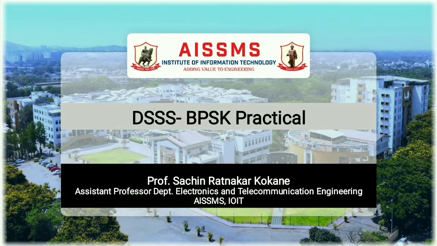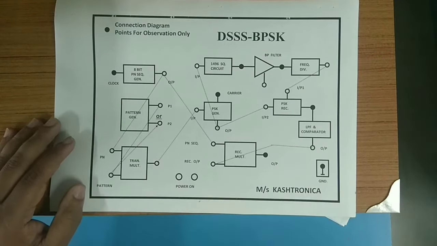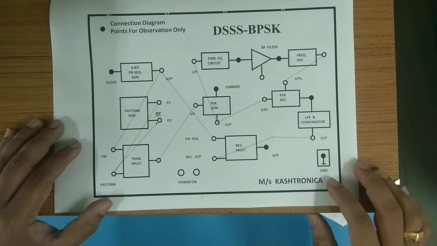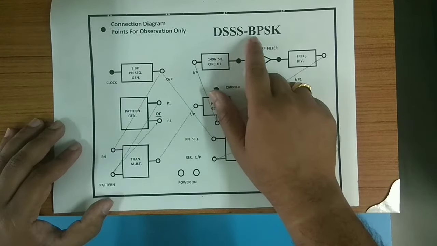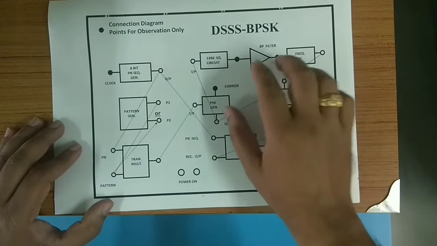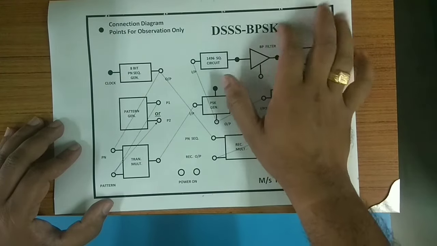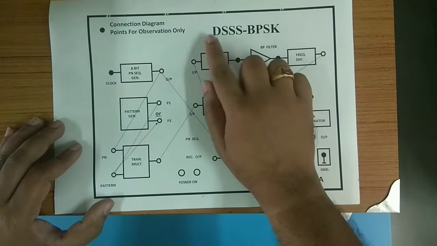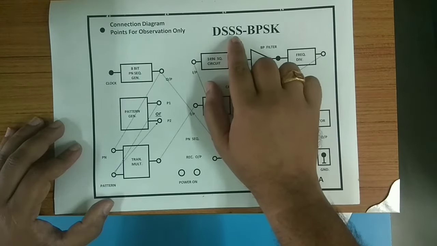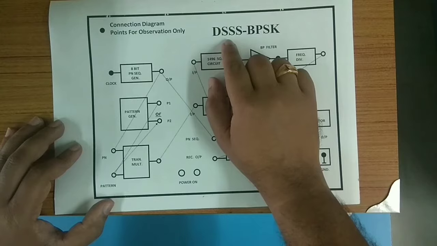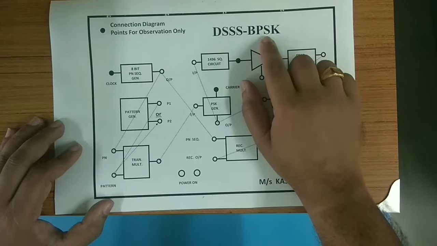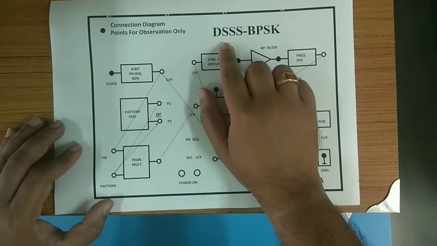Today we will be seeing the direct sequence spread spectrum binary phase shift keying practical. Okay, let us start the practical DSSS BPSK. DSSS stands for direct sequence spread spectrum. Binary phase shift keying. Means in this practical we are going to perform BPSK, but the extra thing is DSSS. The signal going to the BPSK modulator is a DSSS, direct sequence spread spectrum signal. So before generating the BPSK signal we have to generate the DSSS signal.